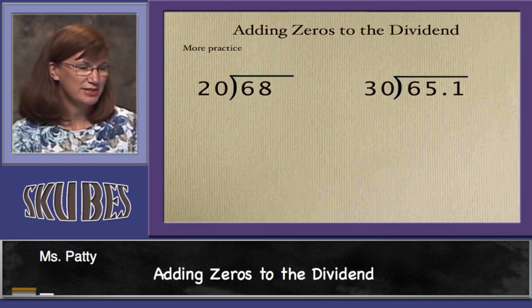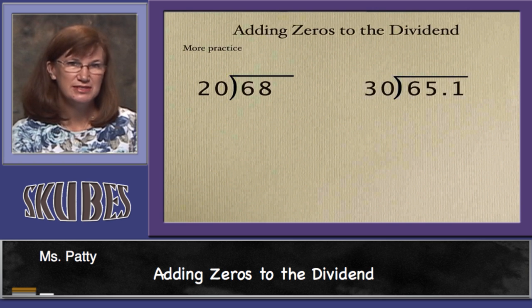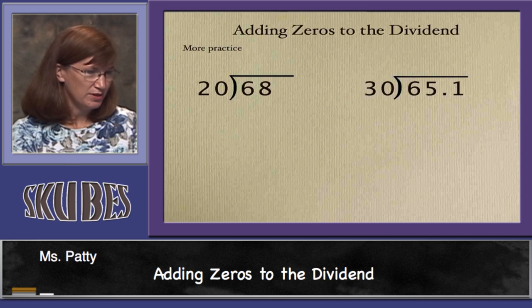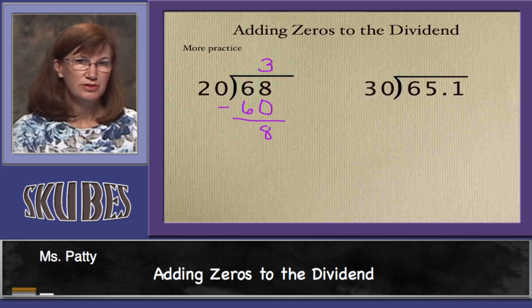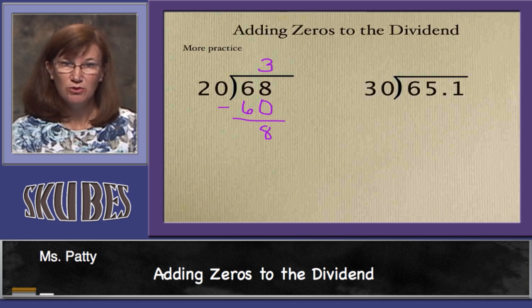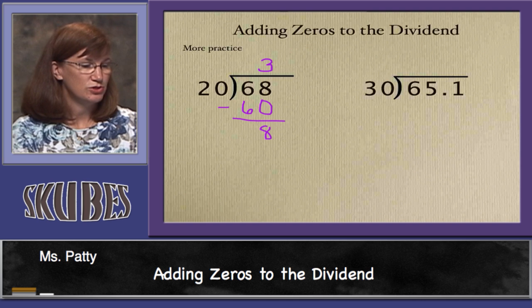Let's do some more practice problems. Our next problem is 68 divided by 20. We'll start off by dividing by 3. 3 times 0 is 0. 3 times 2 is 6. That gives us 60. 8 minus 0 is 8. Now 8 is smaller than 20, but we have no place to go unless we add that 0. So we'll add a decimal and a decimal. We'll add a 0 to our dividend.